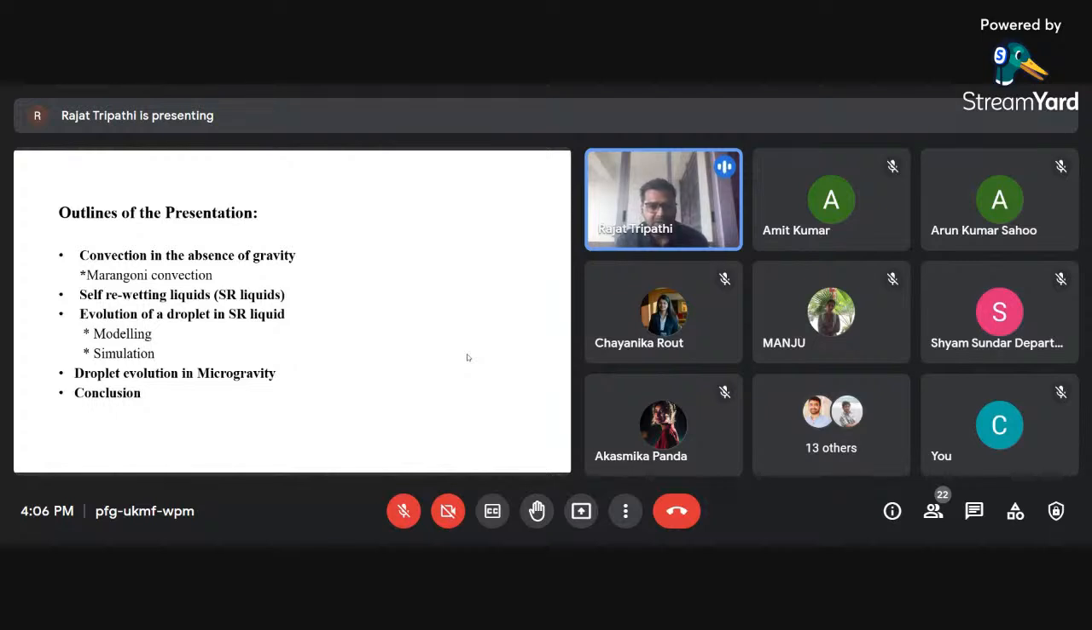Then I'll talk about a special kind of fluid which in one way is different from most ordinary fluids, known as self-rewetting fluid. And then the actual topic of today's talk, that is bubble motion in microgravity, will be discussed. First, a mathematical model will be written for the motion of a droplet through another liquid, considering all the forces at work. We'll then look at the results that we have found and how the droplet motion or bubble motion is affected in the microgravity condition, or how it evolves in microgravity conditions.